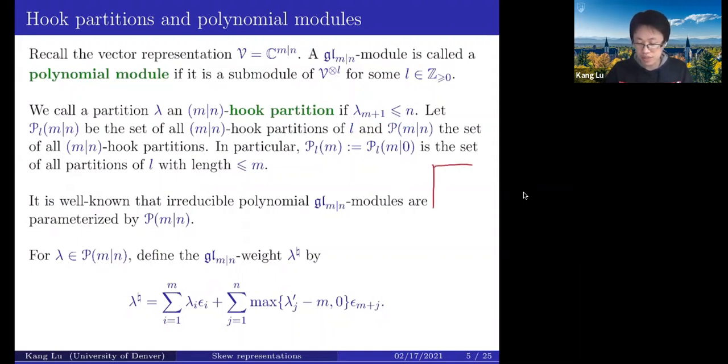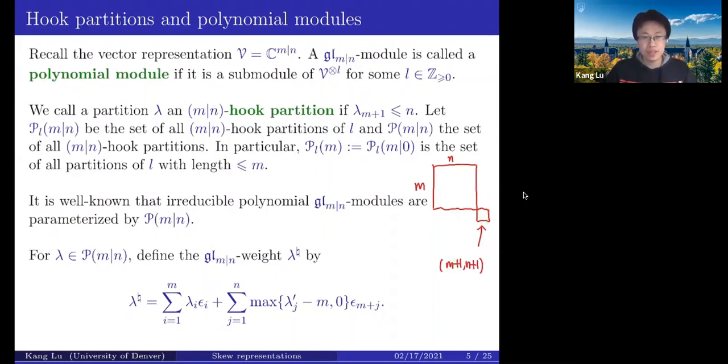You can see this very large rectangle, and this is the position. This is m and this is n. So this position is (m+1, n+1). The requirement is that this box must be empty. So you can have whatever on this side or whatever here, but there's nothing there. That's the reason this is called the hook partition.